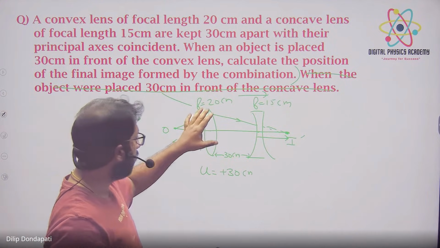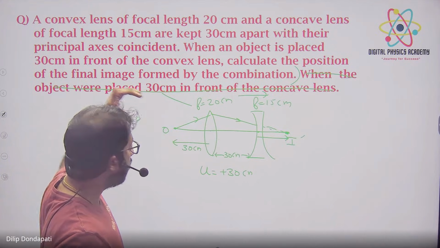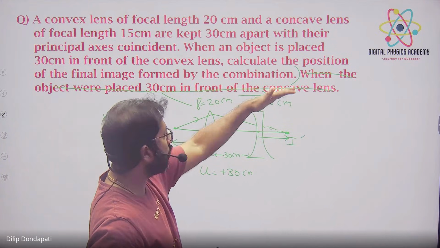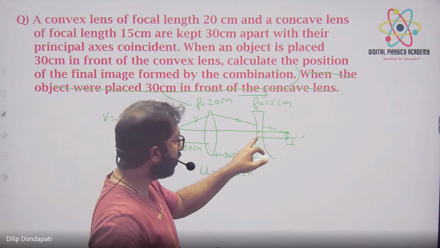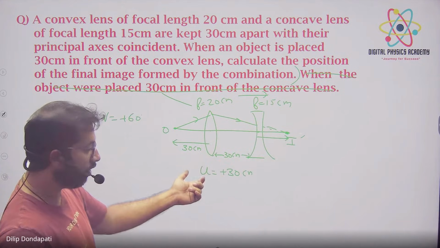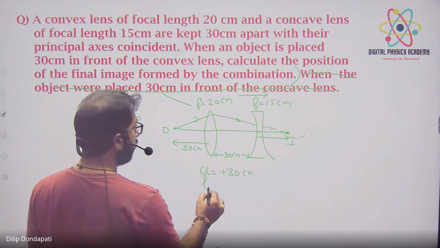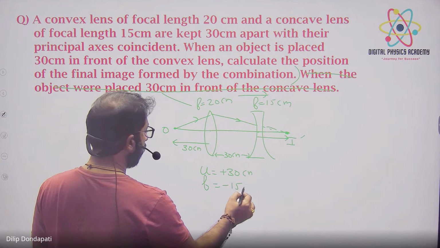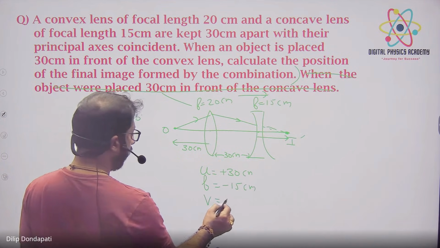For this lens, the rays are coming like this, meaning you take this direction as positive. Here the object distance is also measured in the same direction, right? So that's why U is positive. And F is minus 15, right? Concave is minus, isn't it? Now find V. Minus 30.